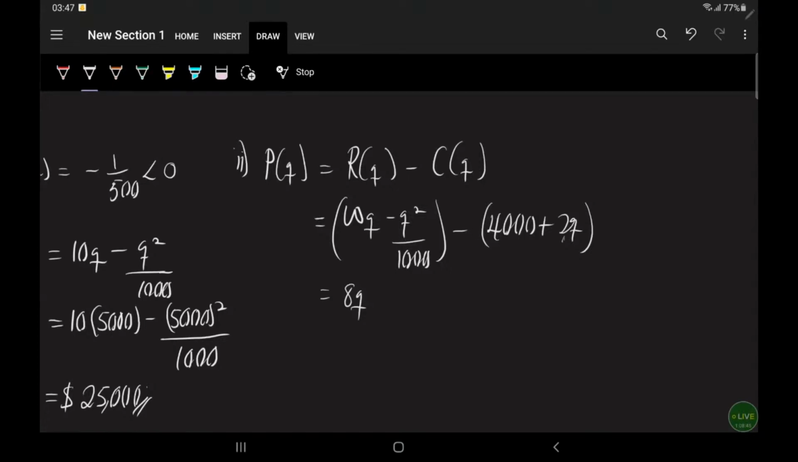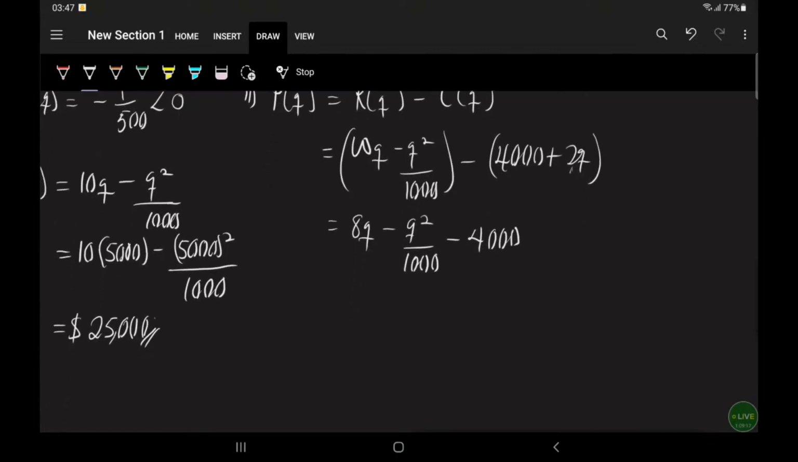So that is fine. But once I'm done with the first part of the q, let me come back to the second part. So I'm going to have here q squared over 1,000, is that okay, minus 4,000. So when I simplify this expression, I'm going to get 8q minus q squared over 1,000 minus 4,000. So that's going to be my profit function. I believe that is clear.